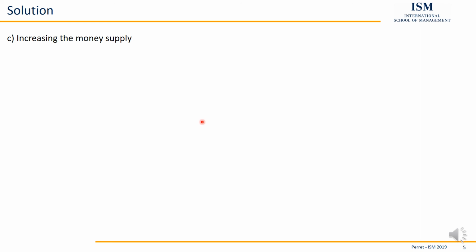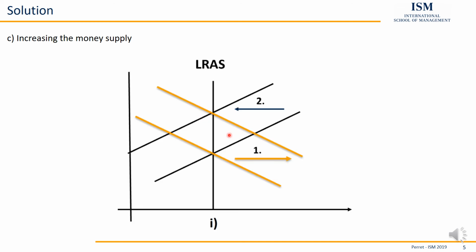Here we have an increase in the money supply. Well, the money market is part of the AD curve. So every effect in the money market has an effect on the AD curve. So if the money supply increases, this means we have a positive effect on the AD curve. So the AD curve again moves to the right. So we get a new equilibrium which lies up here.